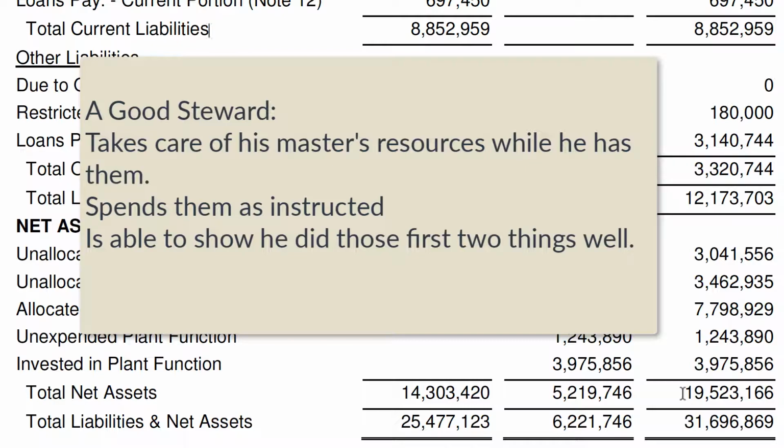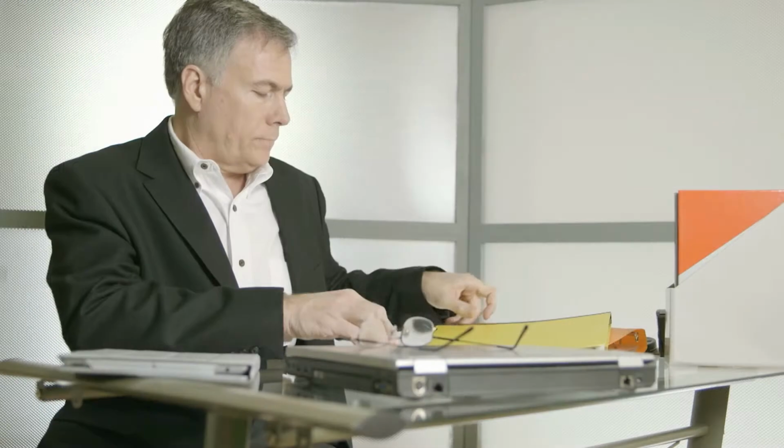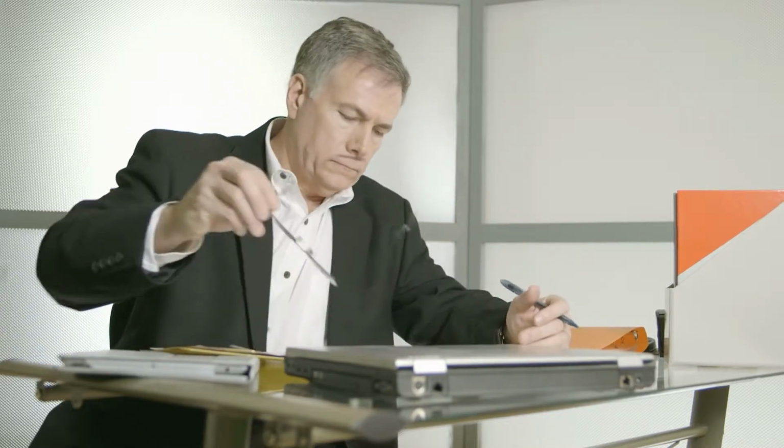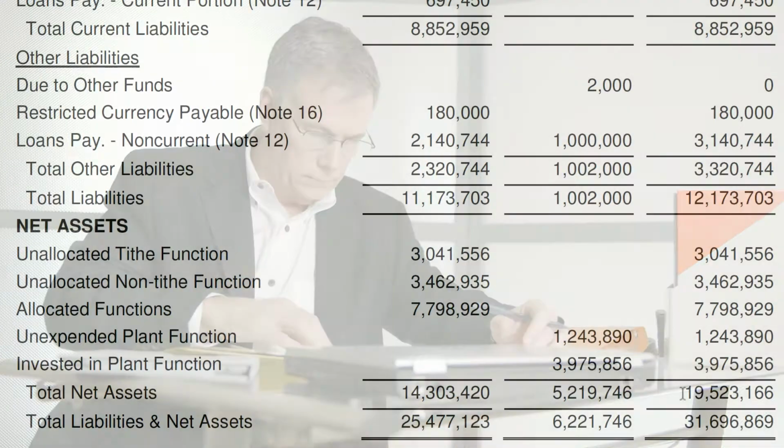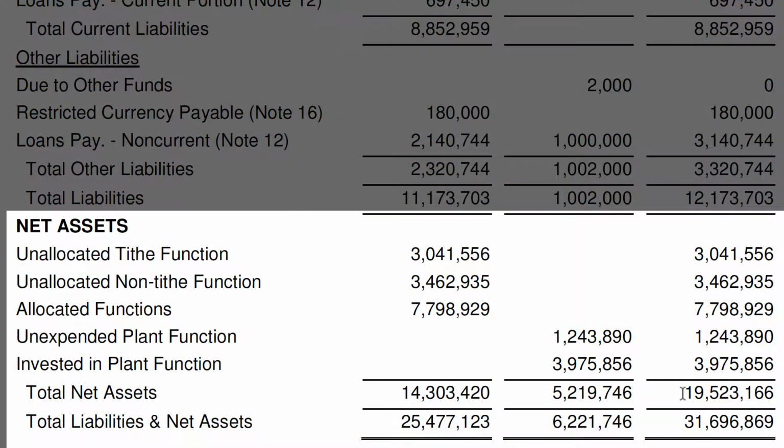They keep good records and make enough reports so that they can show that they were a good steward. When it comes to stewardship, it is not just doing right, but being able to show you did right. That is what good stewardship is. And stewardship is the important point of our net assets section.